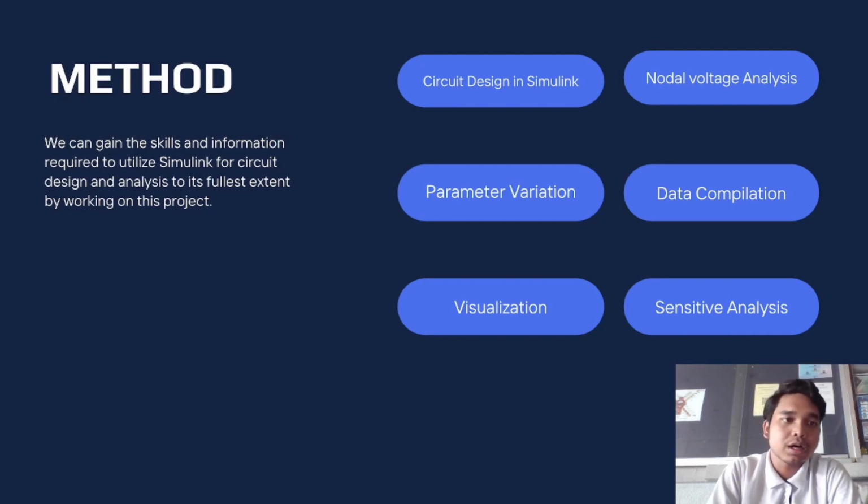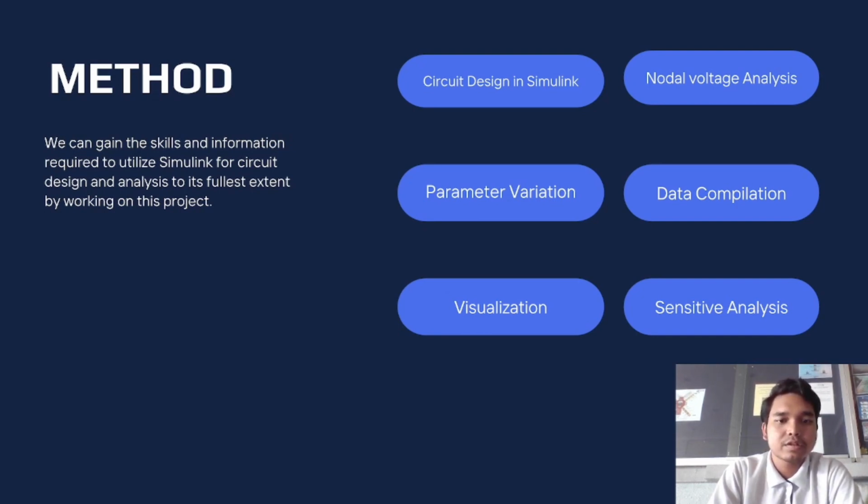Number 4, data compilation, is to record the nodal voltage values obtained from each simulation run. Organize the data in table format with columns representing different parameter sets and rows indicating nodal voltages at various points in the circuit.